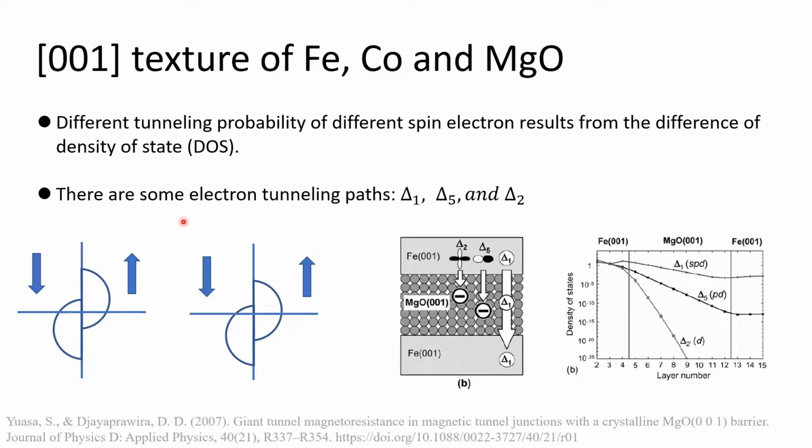And there are some electron tunneling paths: delta 1, delta 5, and delta 2. These three result from the different band structures, and we can schematically treat them as three different paths of electrons. For delta 1, it mostly transports spin up electrons, about 100%, and for spin down electrons it is 0. So the spin up electrons will go through delta 1 to the other side of the magnetization layer. And delta 2 mostly transports spin down electrons, about 60%.